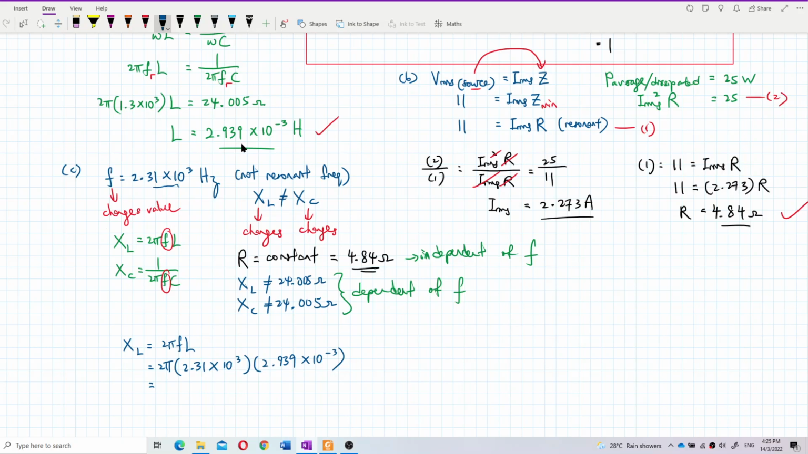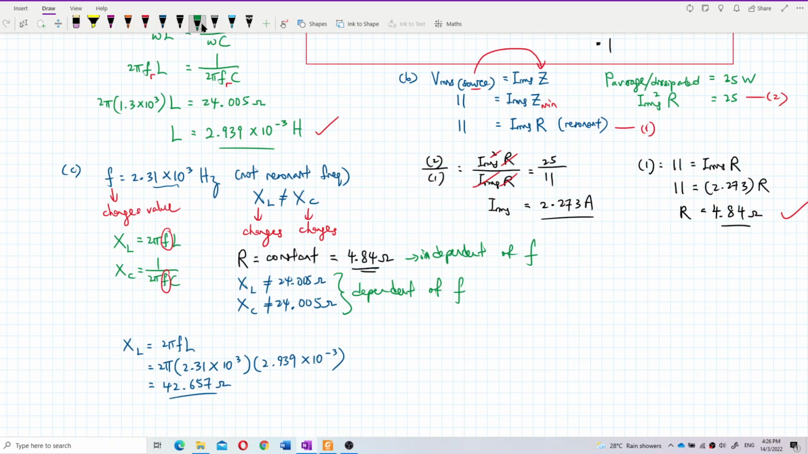2 pi multiplied by 2.31 exponent 3 and multiplied by 2.939 exponent negative 3. So the answer is XL is 42.657 ohm. You see, different. XL is no longer 24, it's 42 already. How about XC? Let's find out XC.